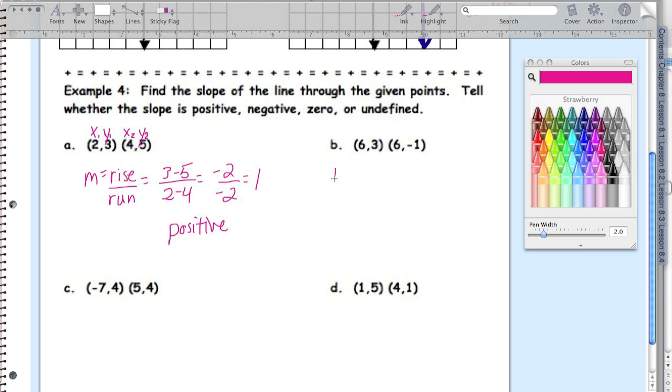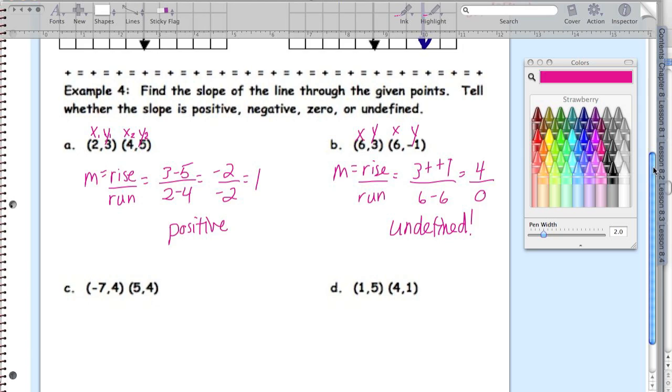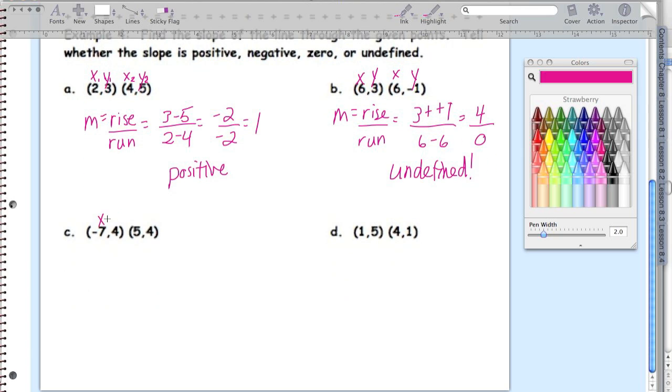Letter B. I'm going to do slope equals rise over run. You don't really have to write this each time, but it might help you remember that rise, the y's, are on top. So x, y, x, y. Subtract my y's. 3 minus negative 1, divided by 6 minus 6. Those are my x's. 3 minus negative 1 is really 3 plus 1, which is 4. 6 minus 6 is 0. Whoop, can't have 0 in the denominator. Undefined.